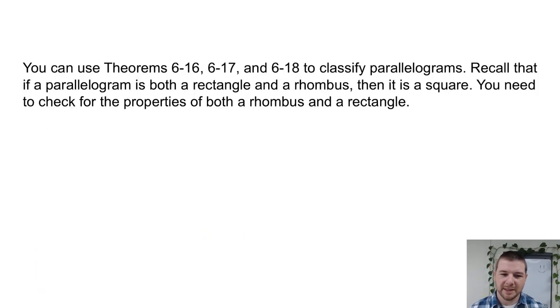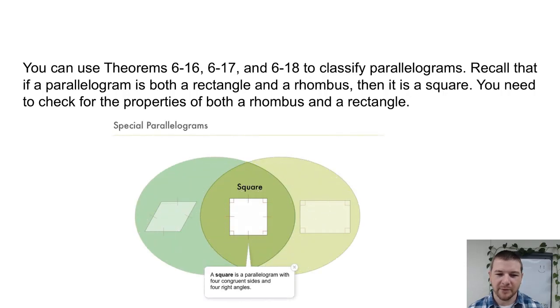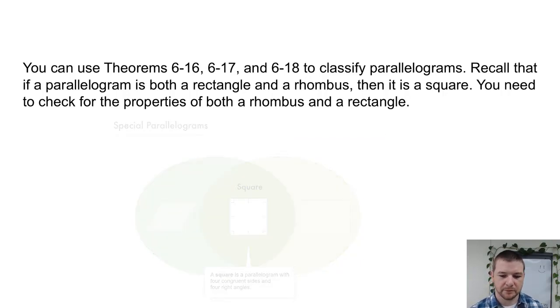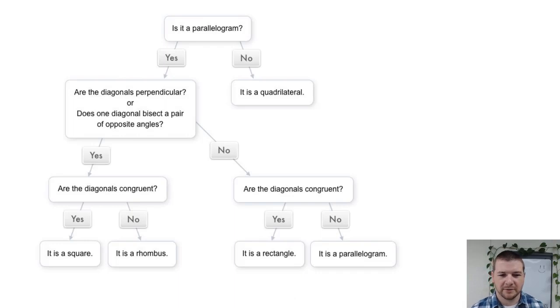You can use theorems 6.16, 6.17, and 6.18 to classify parallelograms. Recall that if a parallelogram is both a rectangle and a rhombus, then it's a square. You need to check for the properties of both a rhombus and a rectangle. And here's a useful flowchart.